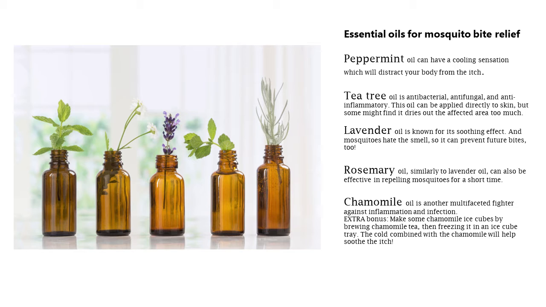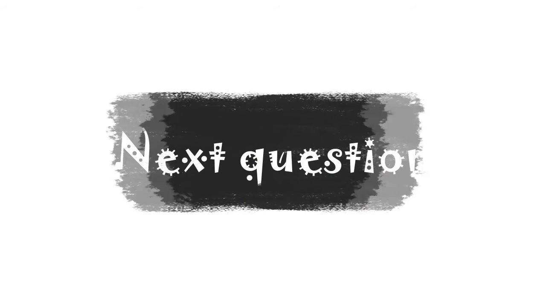Rosemary oil, similarly to lavender oil, can also be effective in repelling mosquitoes for a short time. Chamomile oil is another multifaceted fighter against inflammation and infection. Extra bonus: make some chamomile ice cubes by brewing chamomile tea, then freezing it in an ice cube tray. The cold combined with the chamomile will help soothe the itch.